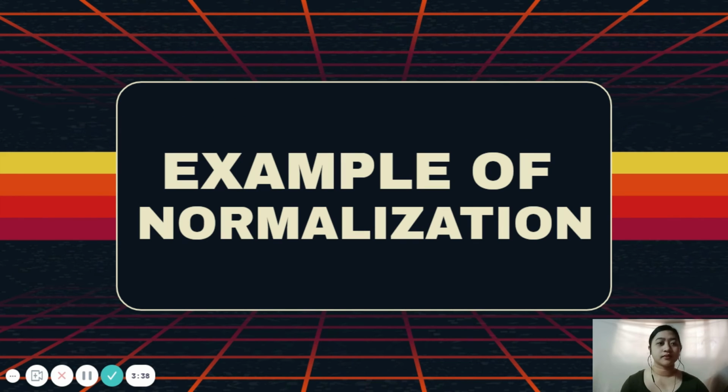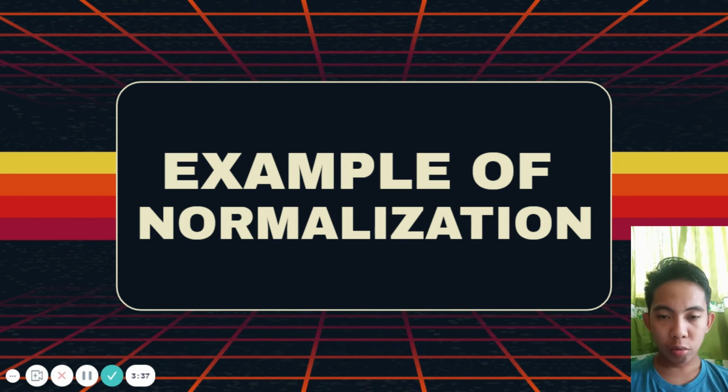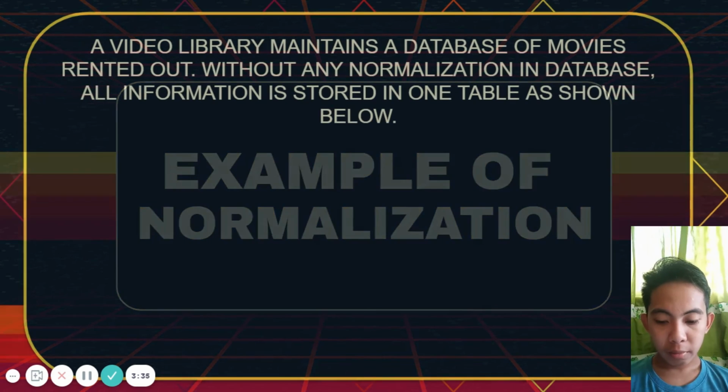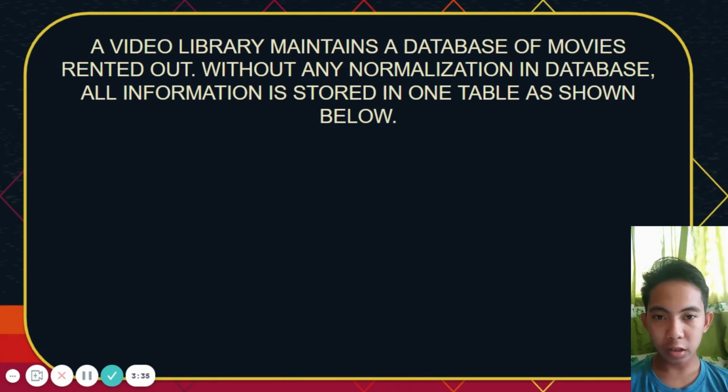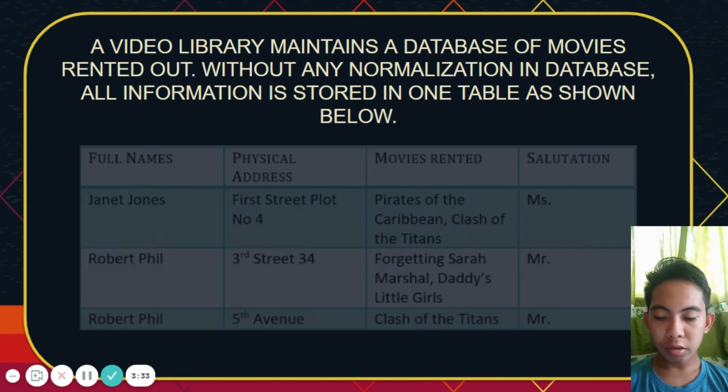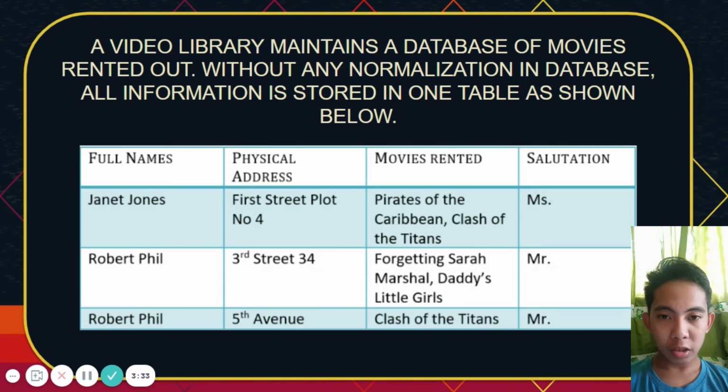Thank you. So I will be the one to give an example for database normalization. Database normalization example can be easily understood with the help of a case study. As shown, a video library maintains a database of movies rented out. Without any normalization in database, all information is stored in one table as shown above. So let's understand normalization database with tables examples.